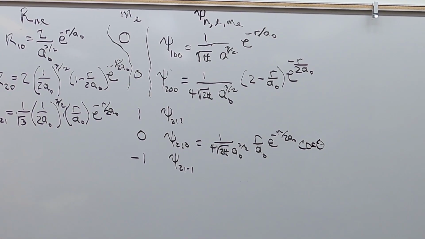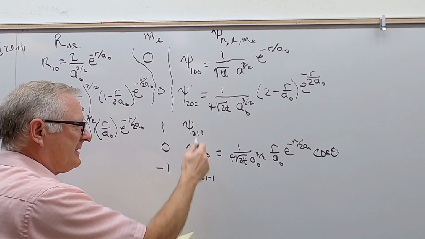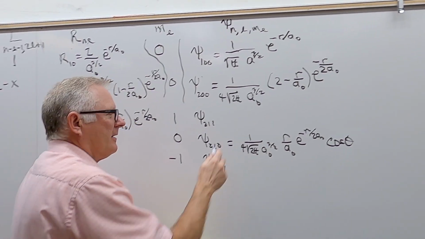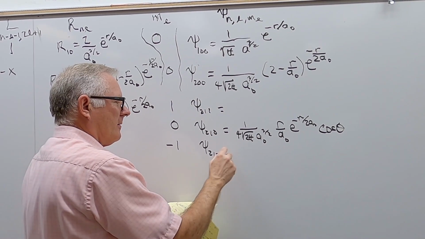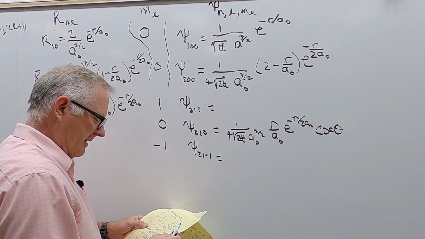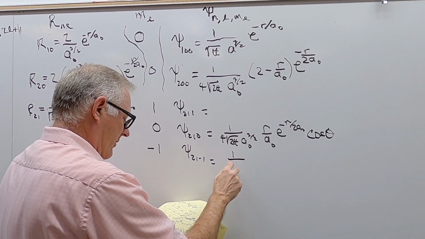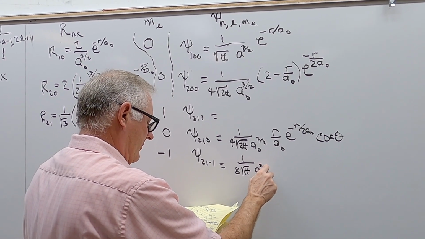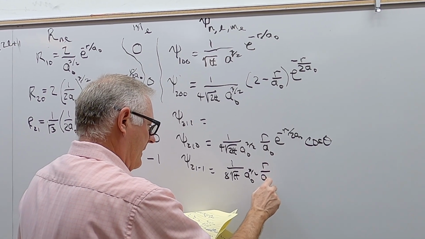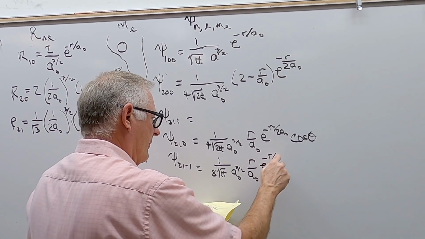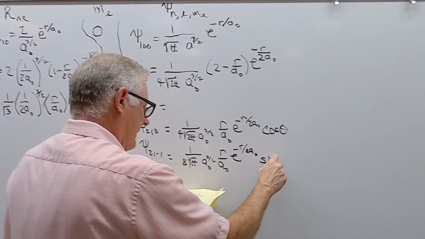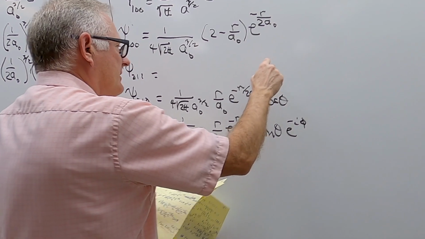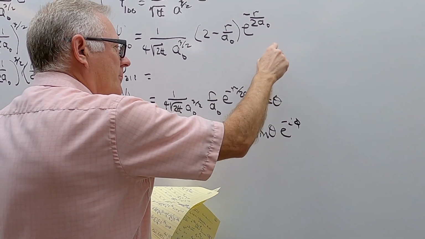Okay. These two right here are going to be very similar. The only difference is the very end with the phi part. I'm not going to write them both out right here, but this one is 1 all over 8 square root pi a naught to the 3 halves r over a naught e to the minus r over 2a naught sine theta e to the minus i phi. This one would have been the same, but it would have been e to the plus i phi.